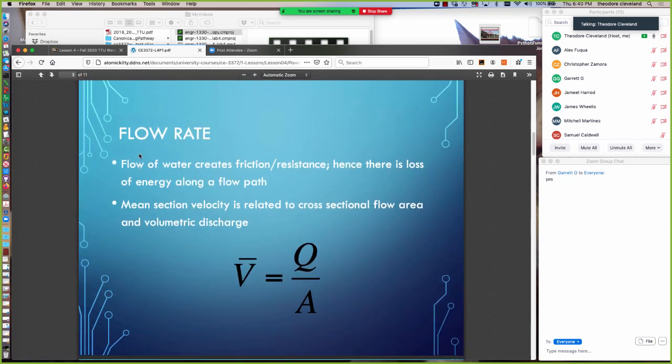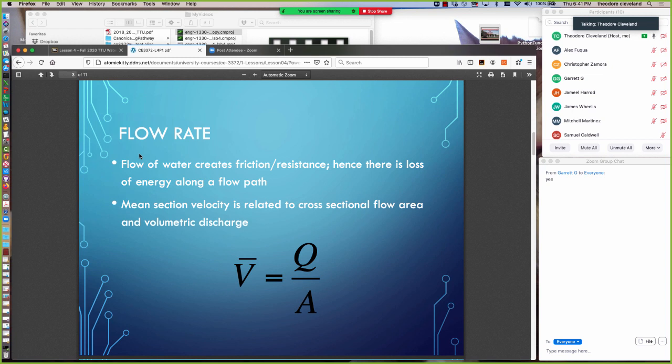The volumetric flow rate is the amount of water per unit time that passes a cross-sectional area. In fluid mechanics, we usually use the symbol Q, but it can be any letter of the alphabet that you like, as long as you define it clearly for the reader. And if we divide that volumetric discharge by the cross-sectional area of flow, the result is an object called the mean section velocity.